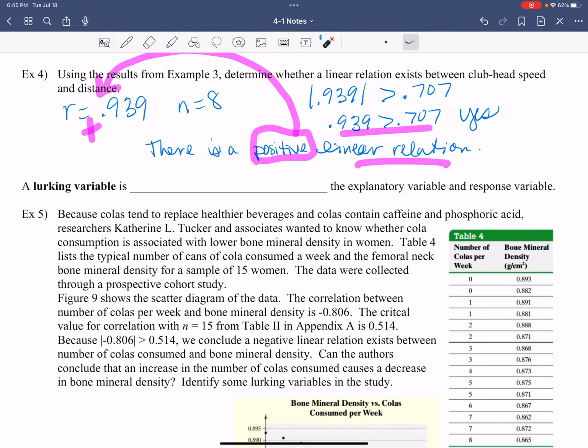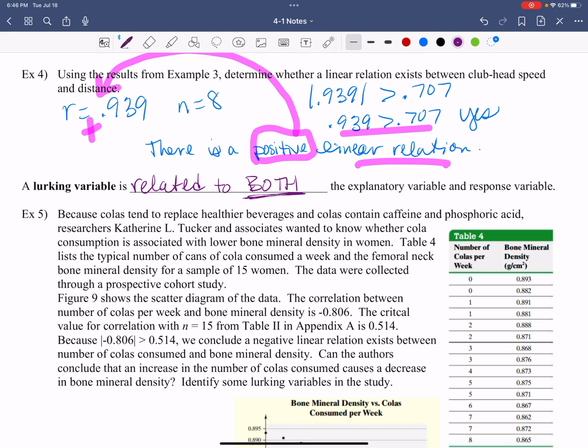All right, we've heard of a lurking variable before, so let's talk about it a little bit more here. So a lurking variable is related to both. That's the key when you have this, the explanatory and response variable.